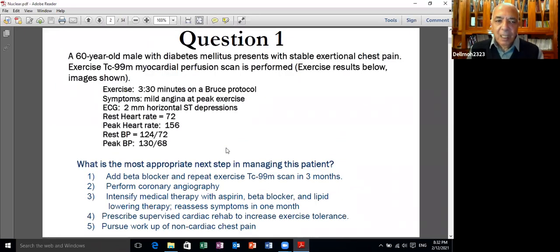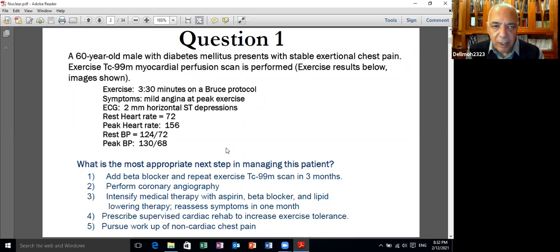So this is question number 1. We are going to apply the essential information that we have been taking since the beginning of this lecture, and we will add other pieces of information as well. Now, this is a 60-year-old male with diabetes mellitus who presents with stable exertional chest pain. He exercised with a technetium myocardial perfusion scan performed. The exercise results are shown here.